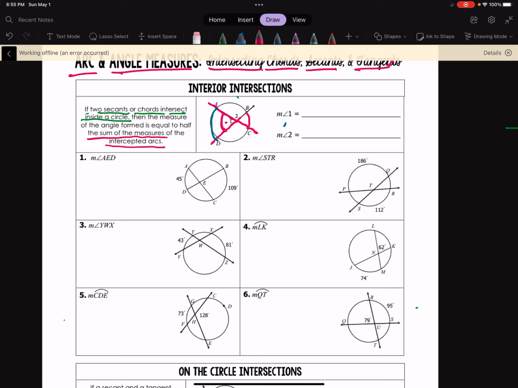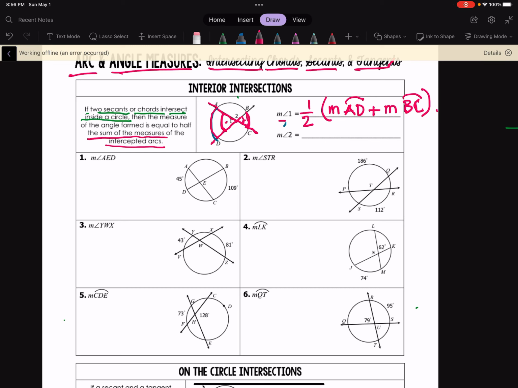This angle is vertically opposite, so they're equal. For any angle you want to find, angle A is half the sum of the two intercepted arcs. So the measure of AD plus the measure of the other one, which is BC, this arc. Based on that we can do the problem.